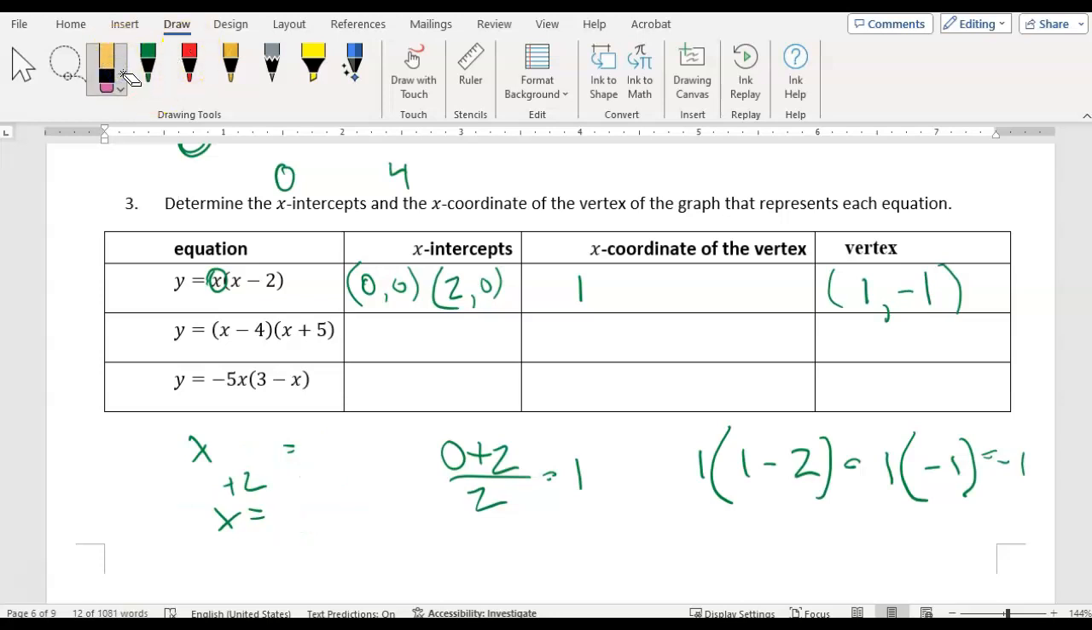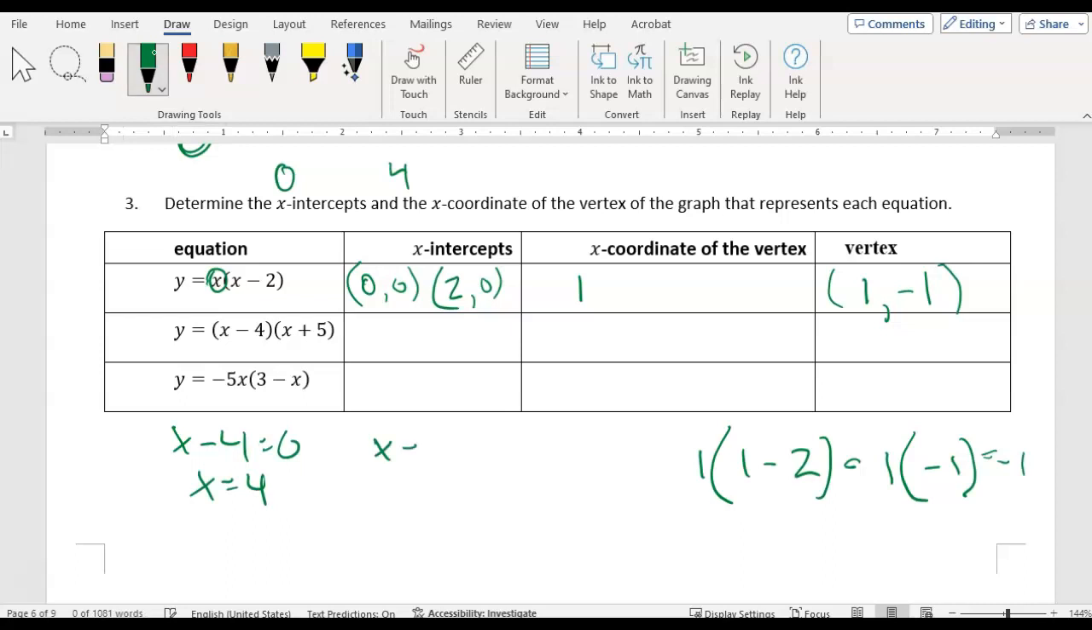All right, let's look at the next one. For the next one, we're going to look at x minus 4 equals 0, add 4 to both sides, so x equals 4. x plus 5 equals 0, subtract 5, so x equals negative 5. So our two x-intercepts are 4, comma 0, and negative 5, comma 0.